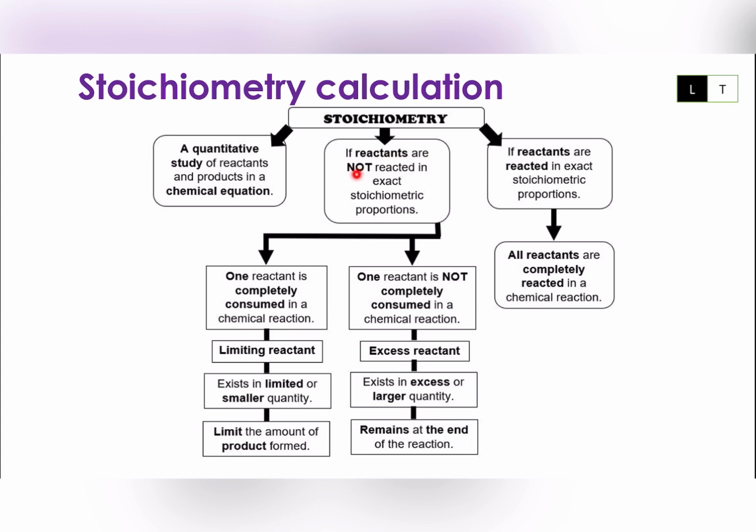However, if the reactants do not react in exact stoichiometric proportion, you have two pathways here. The first is that one reactant is completely consumed, and the other is that one reactant is not completely consumed. For example, I have A plus B produce my products. A and B can be the limiting reactant or the excess reactant because both reactants are not reacted in the exact stoichiometric proportion. I hope you can understand the terms limiting reactant and excess reactant because we are going to hear about them a lot during this stoichiometry calculation.